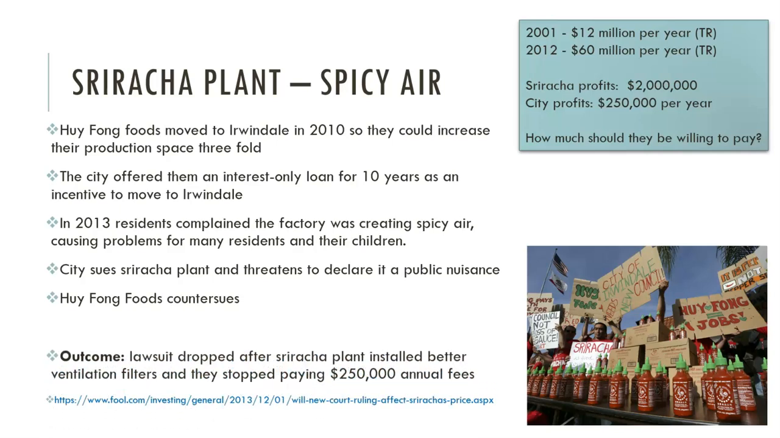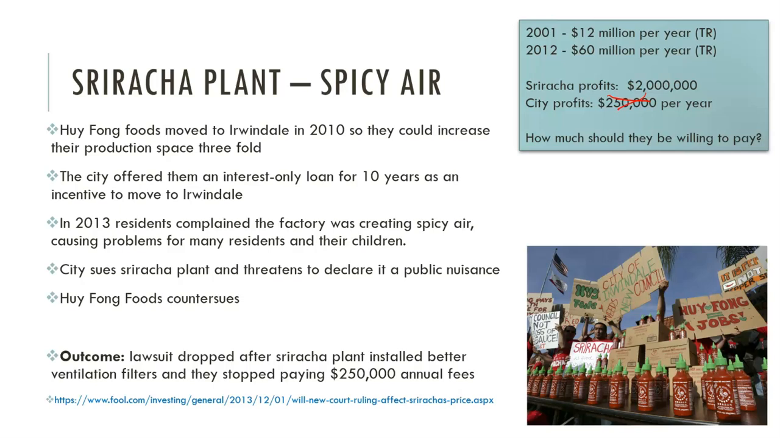Okay, so what is the outcome? Well, the lawsuit eventually was dropped. The Sriracha plant installed better ventilation filters, and they stopped paying the $250,000 to the city. So basically, they said, okay, we'll install the air filters, but the city is not going to get this payment anymore. Good outcome, not good outcome? It depends, right? So there's a lot of other benefits to the city. There's a lot of jobs in the area.